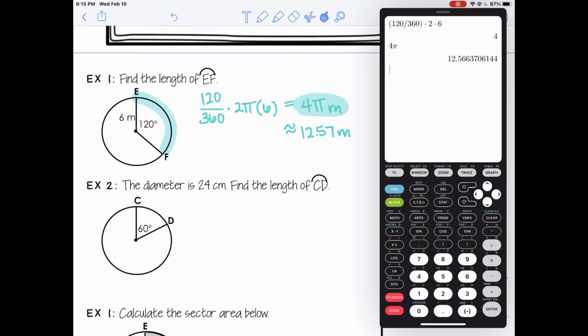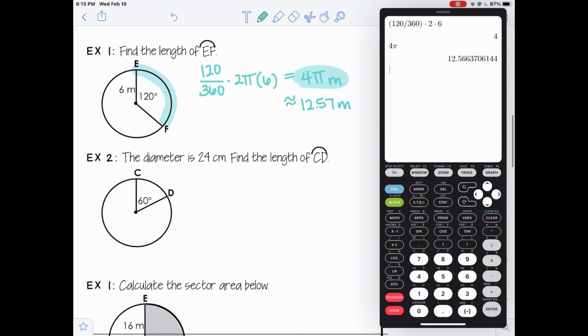I want you to try this one on your own, but first I'm going to give you a couple of hints and things to look out for, like how they are giving us the diameter. The diameter is 24 centimeters, and we want to find the length of CD, which is going to be this portion of the circle. We've got a central angle of 60 degrees. If my diameter is 24 centimeters, how long is my radius? Very good. My radius would be 12 centimeters. So keep that in mind as you set up your equation here.